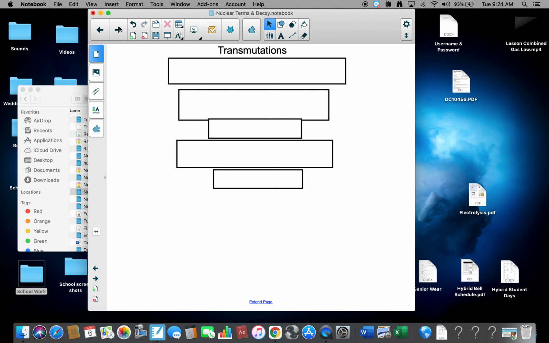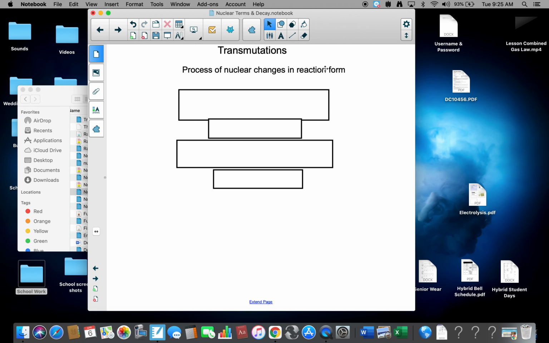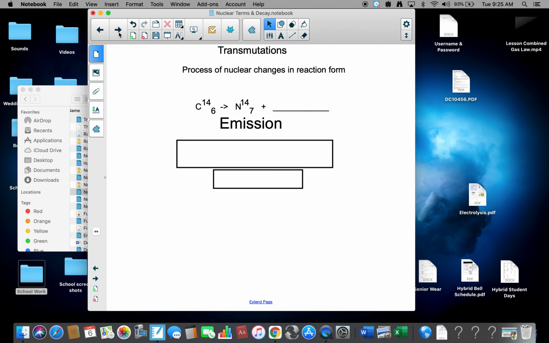Now, we do have something called transmutations. Transmutations are defined as the process of nuclear change in a reaction form. So, if we take a look at the first reaction, we call this an emission because particles are being released. So, this is equal. 7 minus 1 is 6. 14 added to 0 is 14. That equals up on both sides. Look back at our chart, that's a beta. So this is called a beta emission since it's being released.